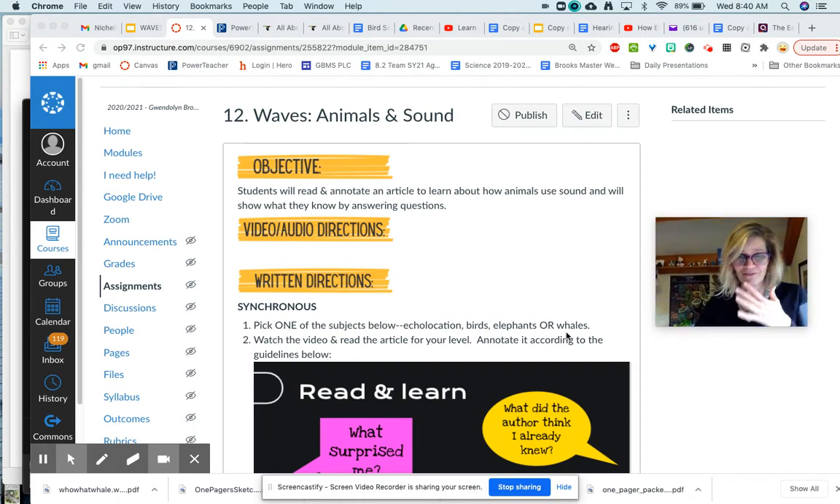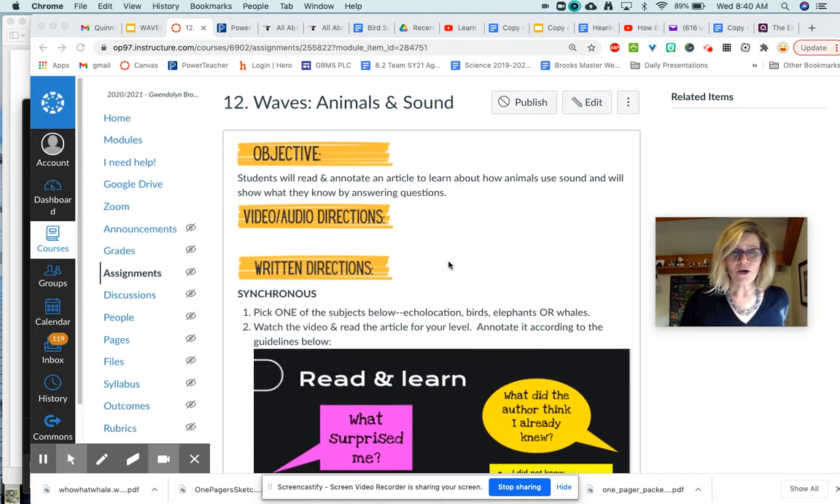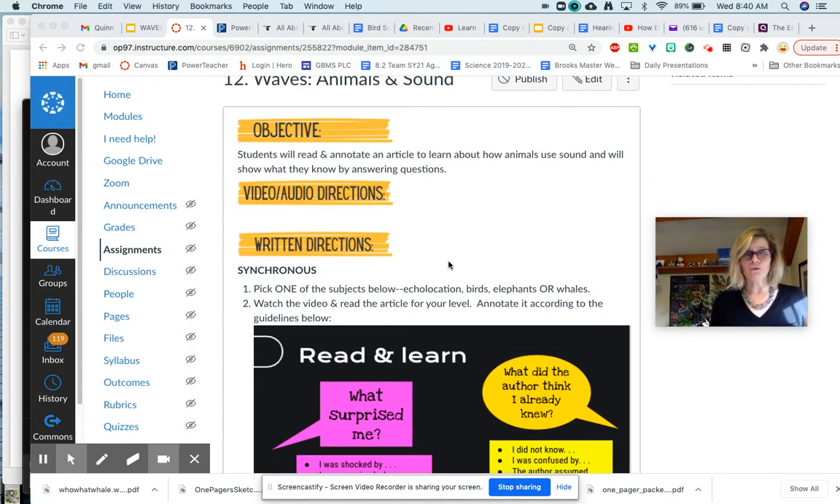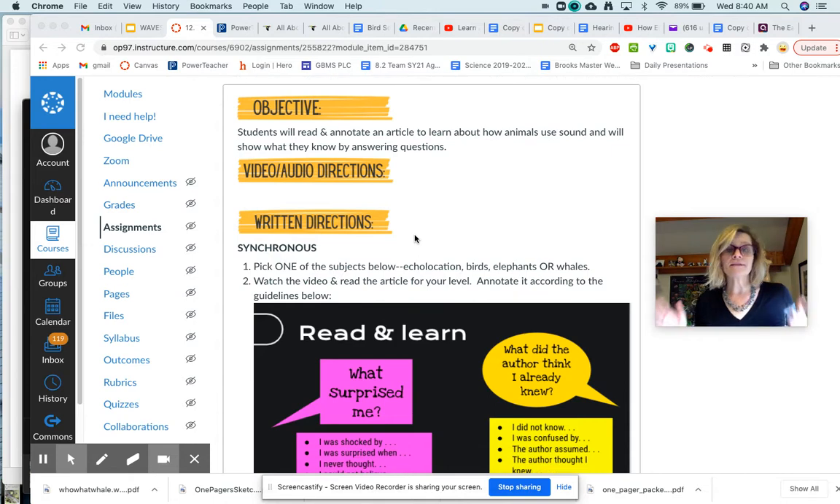Okay, so if you look at Canvas, basically what you're going to do is annotate an article or a website. And I know the first thing you think is, crud, I hate annotating. Well, annotating in this case is for you to interact with the text, for you to stop and say, did I know that? Do I know what he's talking about? Or, ooh, that's very surprising. So there's two things you're annotating for, okay?